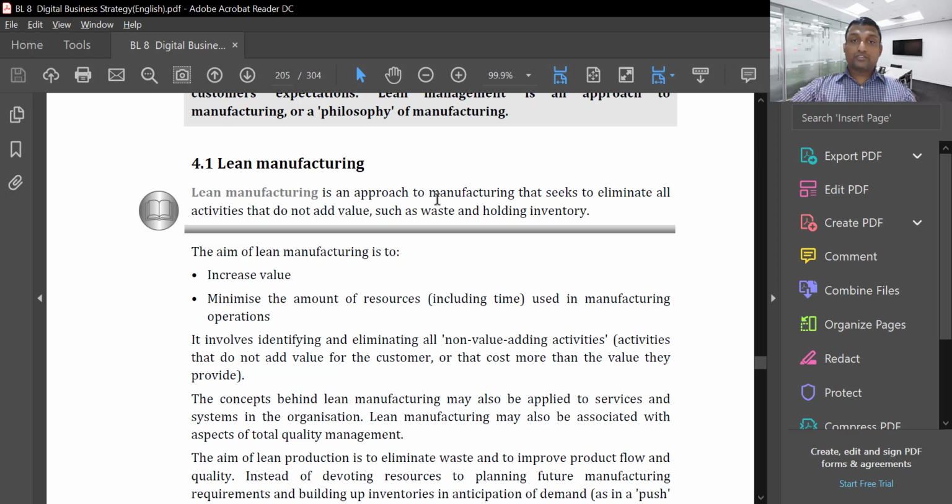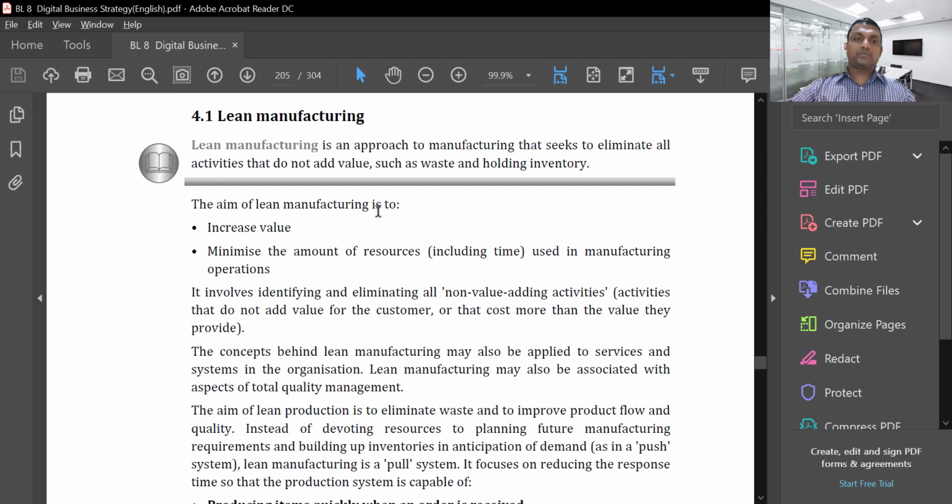Lean manufacturing is an approach to manufacturing that seeks to eliminate all activities that do not add value, such as waste and holding inventory. So this is a way of optimizing how we do things in organizations, and eliminating all activities which are not adding any value, which are not benefiting the process. So removing all those additional efforts we are making, as well as waste and holding inventory, is also considered. So lean manufacturing can help to increase the value of what is currently happening and minimize the amount of resources being used in the operation, right?